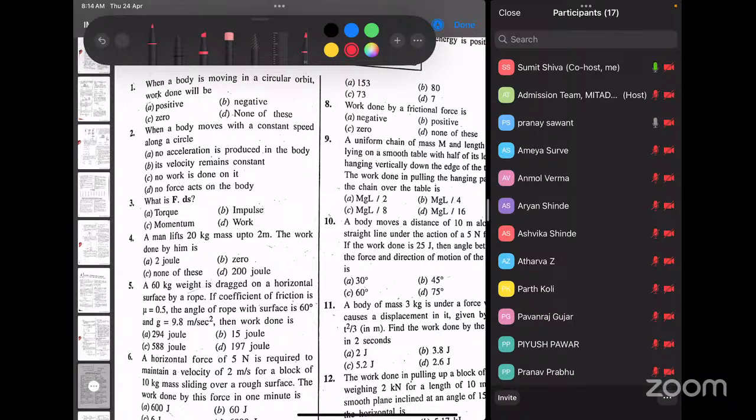Option C, no work is done on it, and option D, no force acts on the body. Again, the option is wrong, because centripetal force has to be there for the object to be on a circular path. Any object cannot move on the circular path without centripetal force. So the most appropriate option will be option C. In this case, there will be no work done. No work done does not imply that there is no force in the system. Force is present, velocity is continuously changing, acceleration is also present, but net work done on the system will be 0. Understood?